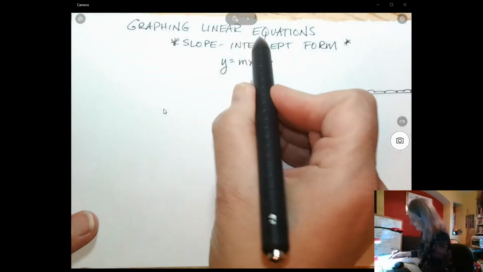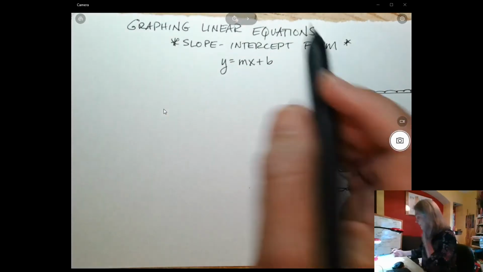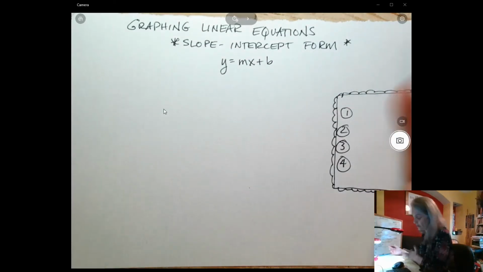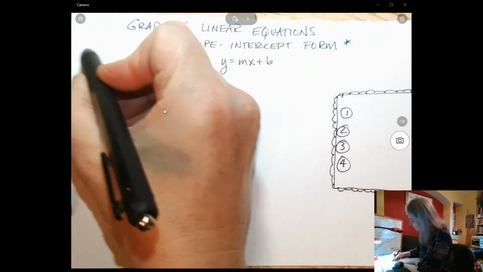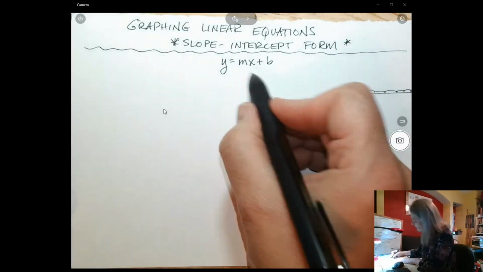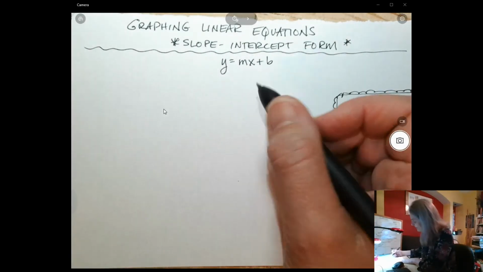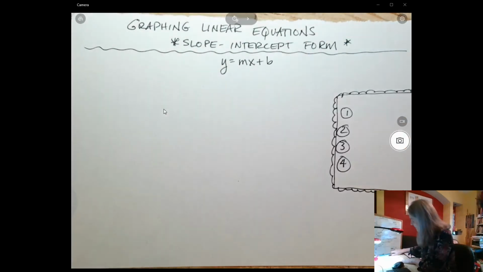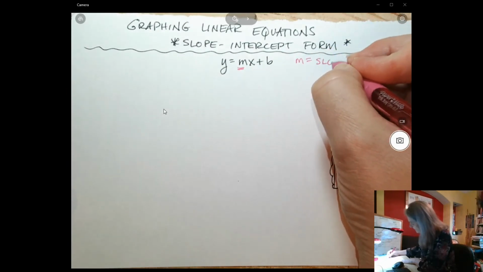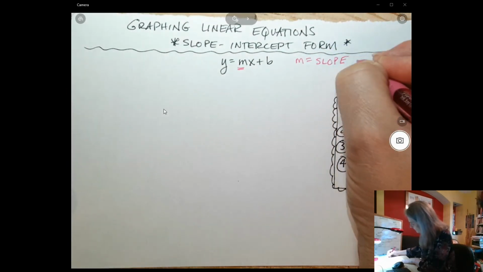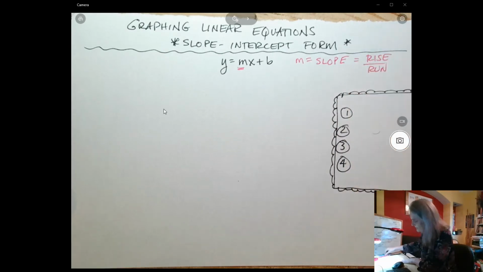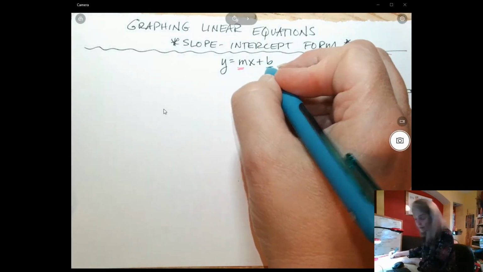When you're graphing linear equations, there are many different forms of the line that you can try to graph. The easiest one, or the one you might remember pretty well, is the slope-intercept form. That's the form y equals mx plus b. The m in this equation represents the slope, and as you recall, the slope is rise over run in a graph.